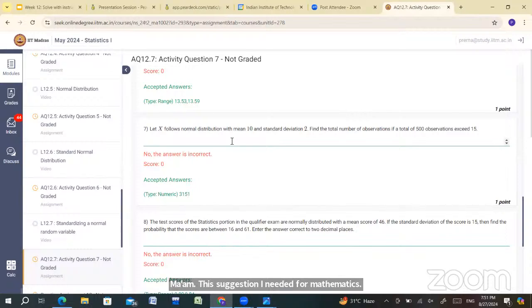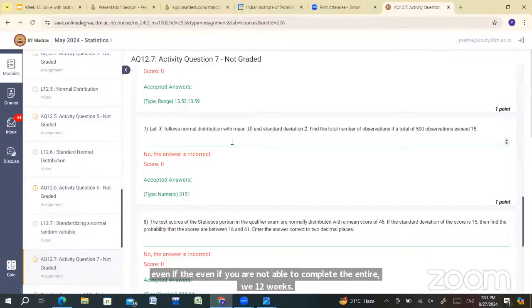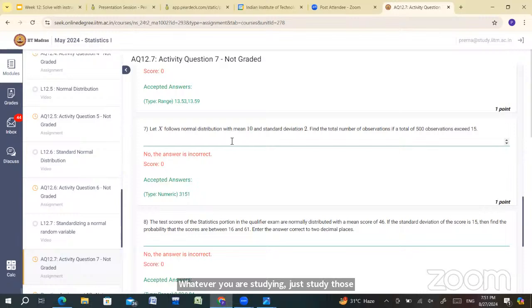See, even if you are not able to complete the entire 12 weeks, whatever you are studying, just study those parts carefully and clear those concepts, so that at least you are getting the questions from those parts that you have studied and you are able to solve them. If you're not able to complete all the 12 weeks, it is fine. Whatever you are studying, just study those weeks carefully. Yes. Okay, ma'am. Thank you.